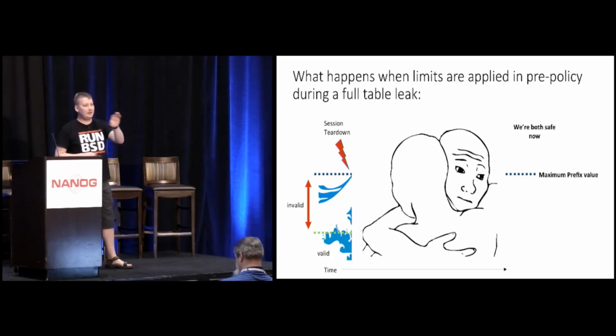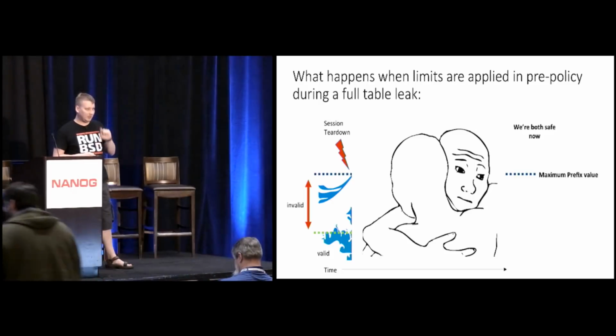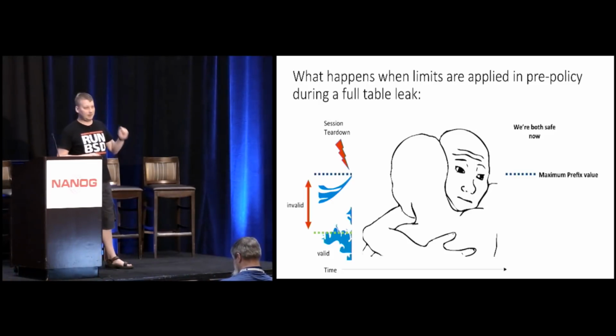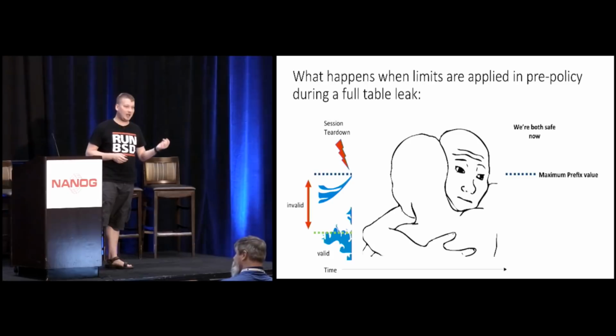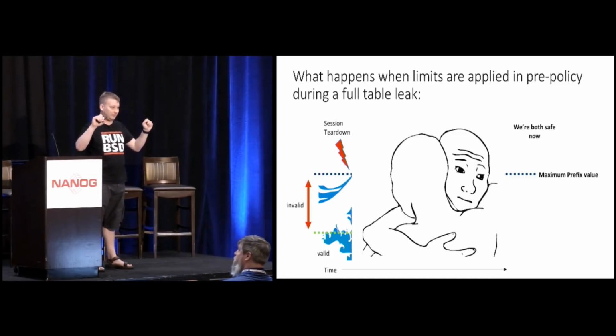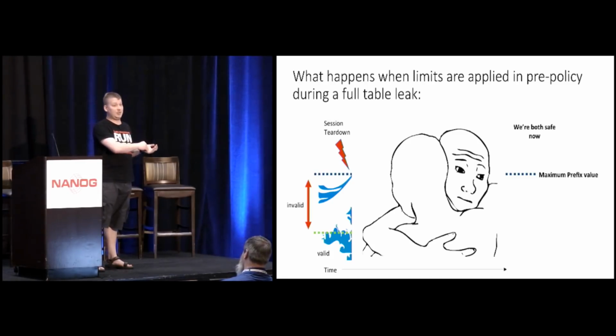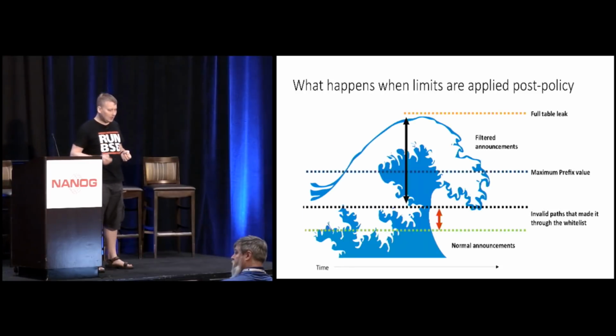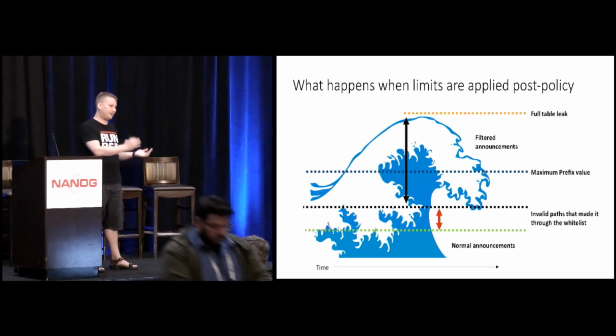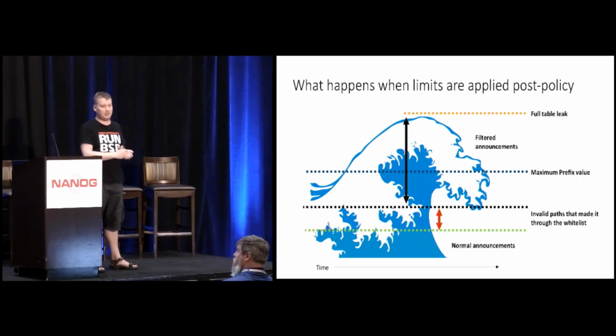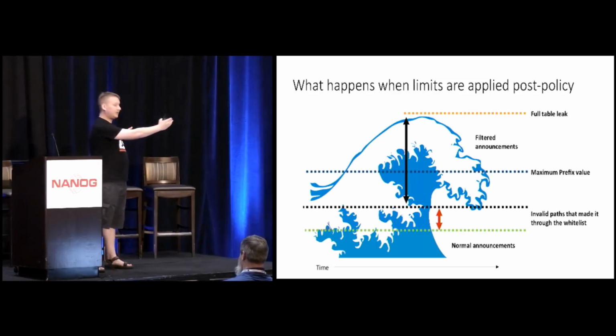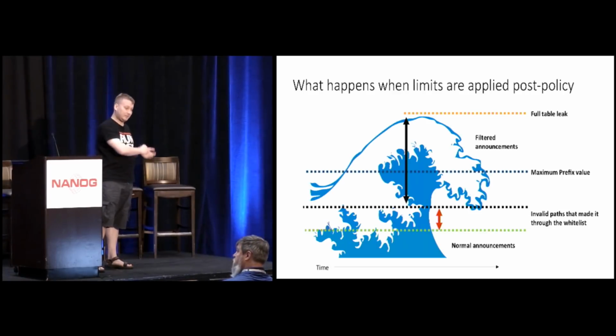So this is what we think happens. But this only happens if the maximum prefix limit is applied pre-policy, so in the adjacent RIB in. Let's take a look at what happens when it's applied post-policy, so after passing through the routing policy applied to that specific eBGP neighbor. From left to right, time progresses.